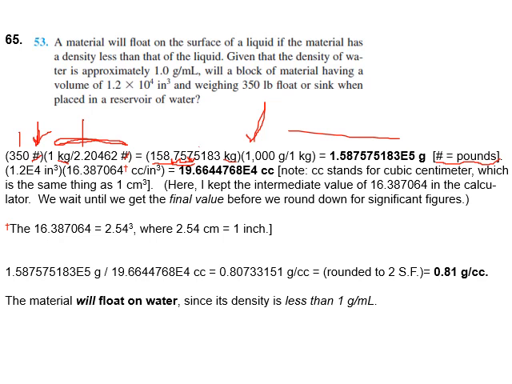158,757.5183 grams, which I wrote in scientific notation here. So I wrote it as 1.587 and so on, times 10 to the 5th grams. Okay, so that takes care of our mass. And then for our volume, we start off with the number of cubic inches they gave us in the problem statement here. And here's the conversion factor.